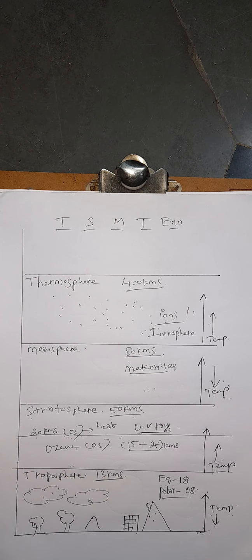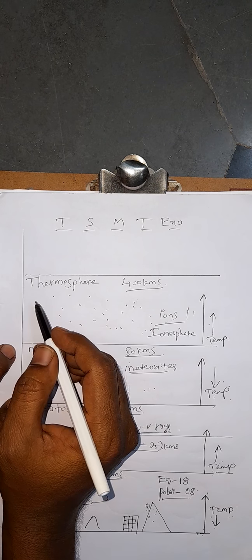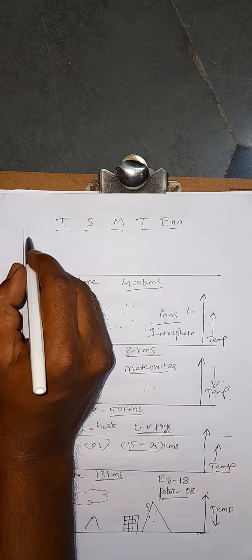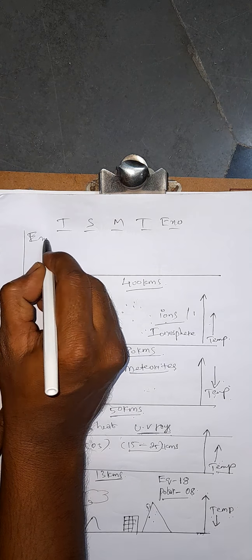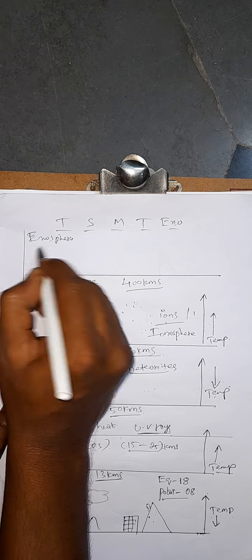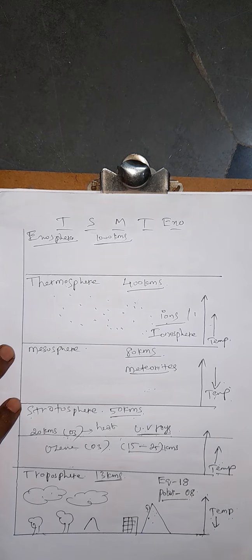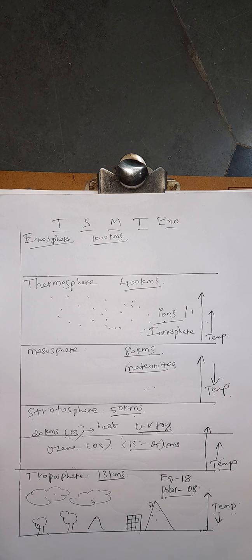The next, the last layer, is the exosphere. It is about 1000 kilometers. For now, there is no information about the exosphere. Even scientists are trying to know, and they are doing a lot of research on this exosphere to know how it may be useful for mankind.